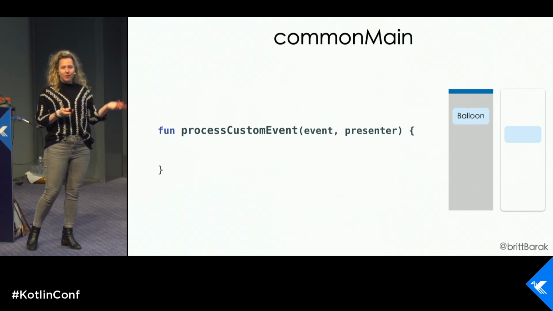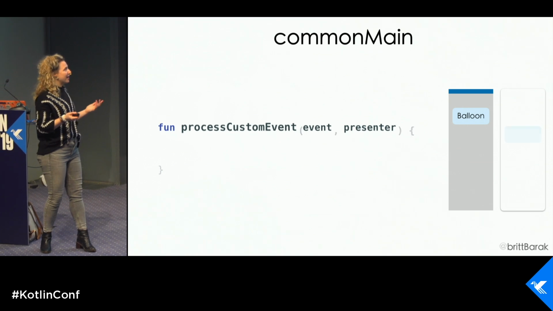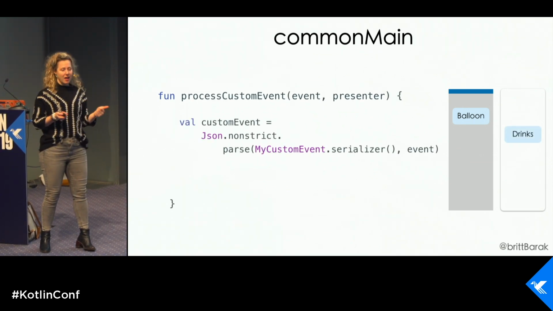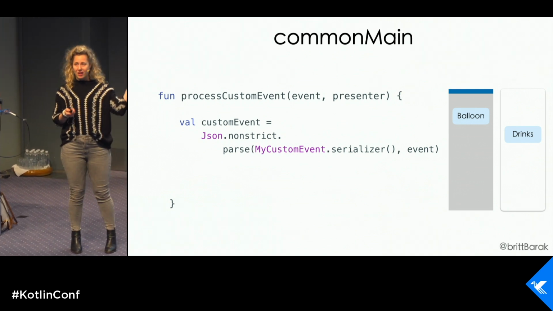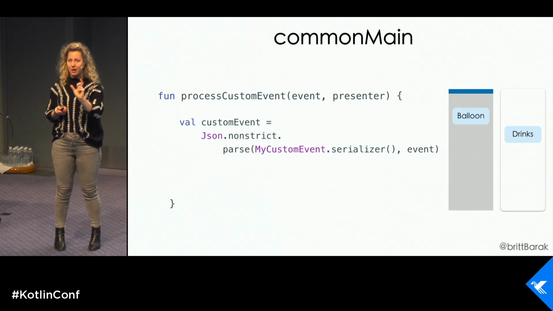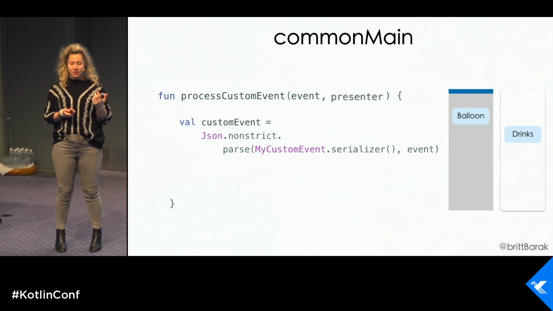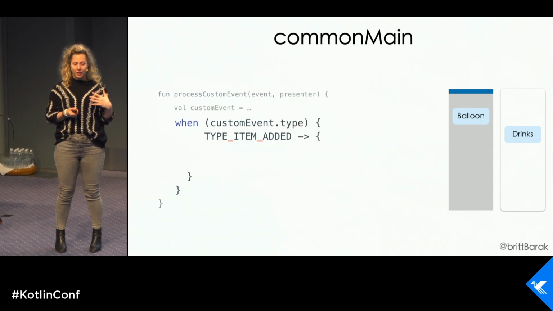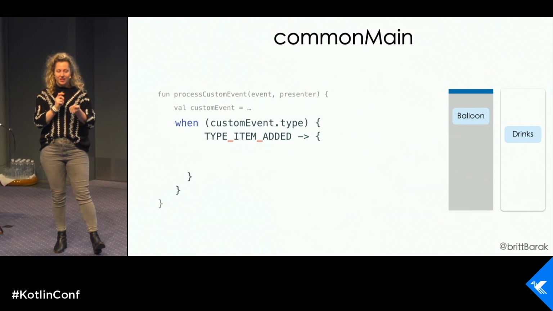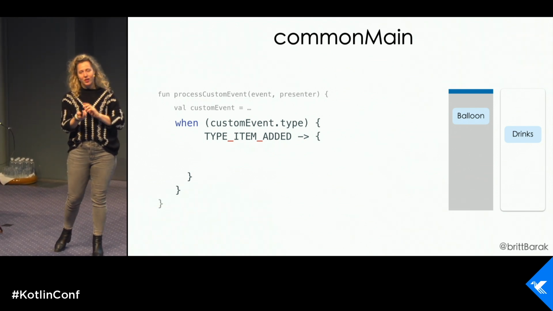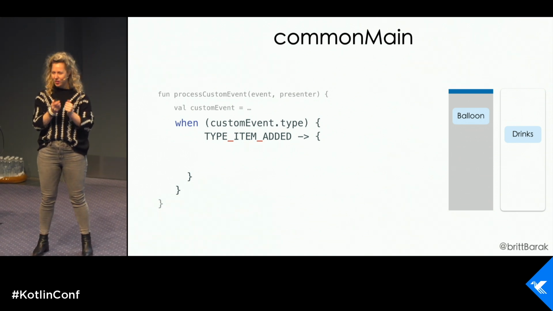So in the common main, I'll have the process custom event. Then I can do whatever I need with the shared code. In this case, for example, as I mentioned, I will parse it. I have a library for serialization, so here's the JSON serializable, and then I serialize it.